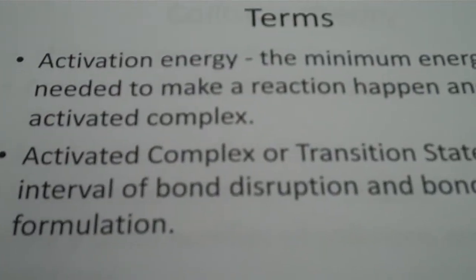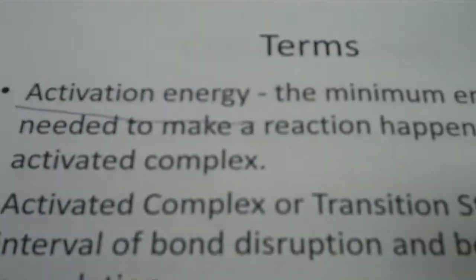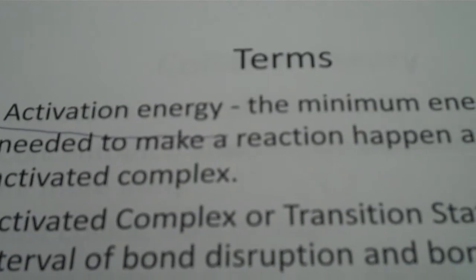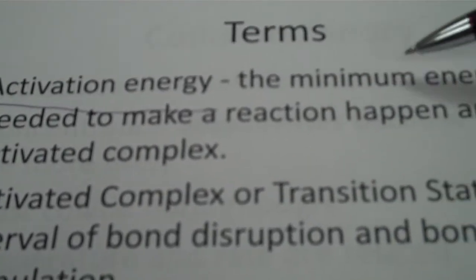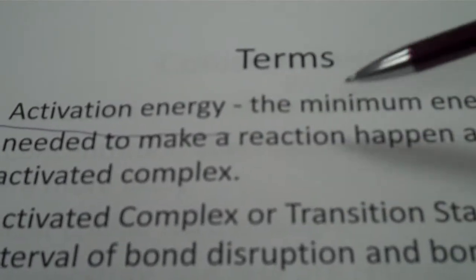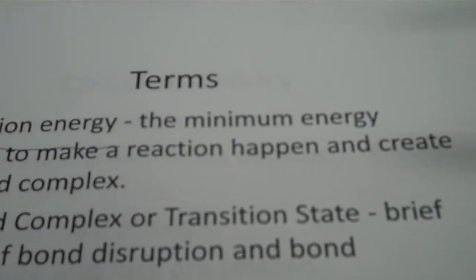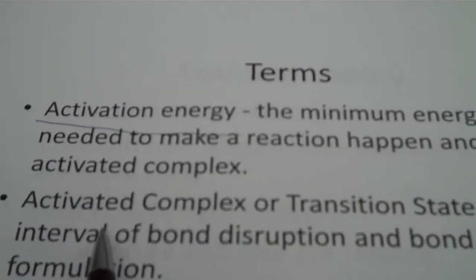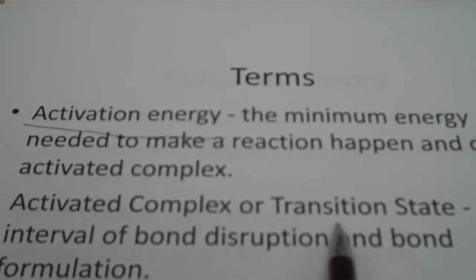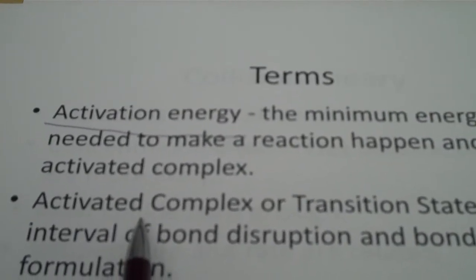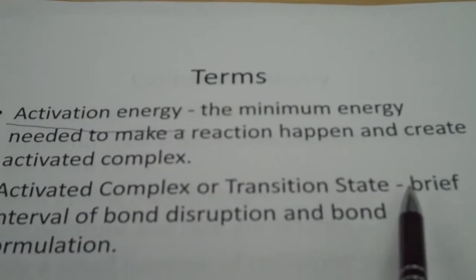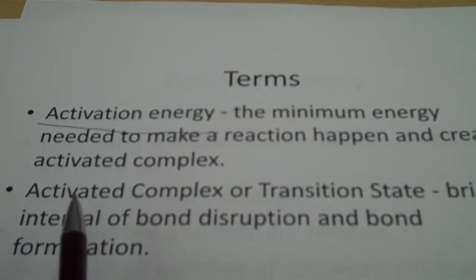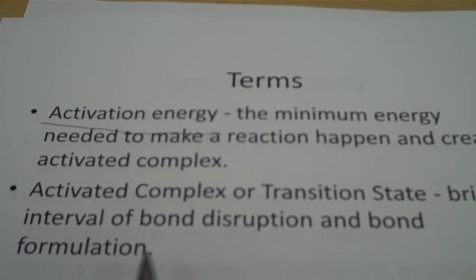So here are some terms for us to know. The most important one, in my opinion, is activation energy. So circle it, highlight it, do anything you need to do. Activation energy is the minimum amount of energy that is needed to make a reaction happen and create an activated complex. An activated complex, or a transition state, this is the more common word I use, is transition state, but it's also known as an activated complex, a brief interval of bond disruptions and bond formations.